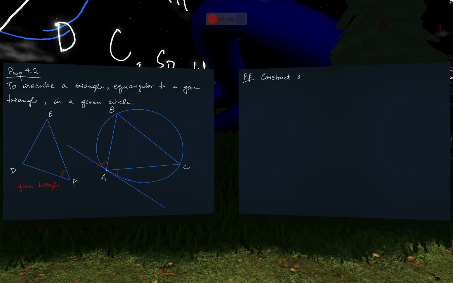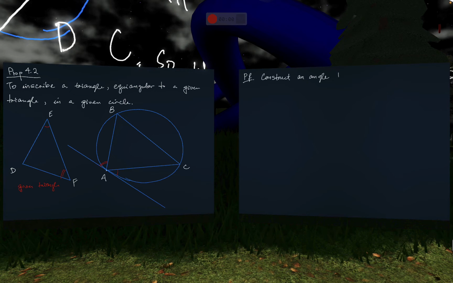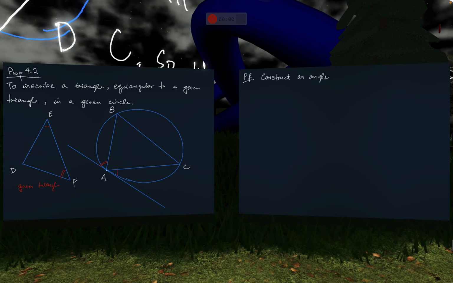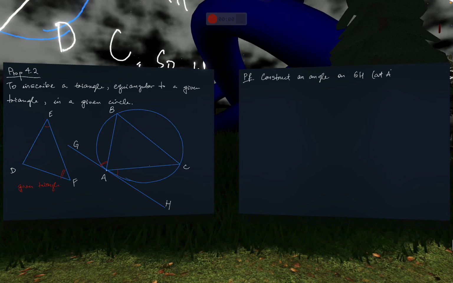Construct an angle HAC. So this is actually an angle at A. Oh, sorry, I forgot to label some of the lines. This line that we've drawn here, we just labeled a point on it. I didn't label the two ends of the line, so let me put them in so you know what points I'm talking about. So the line is GH, touching the circle at A. So A is a point on GH. So we construct an angle on GH at A equal to DEF. So DEF is an angle in the given triangle.